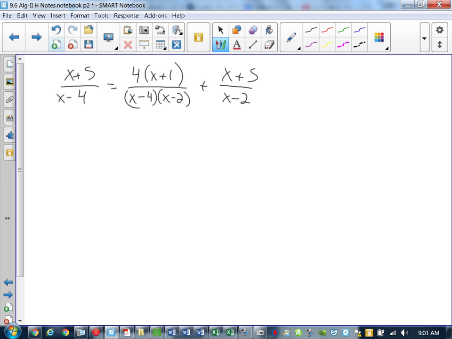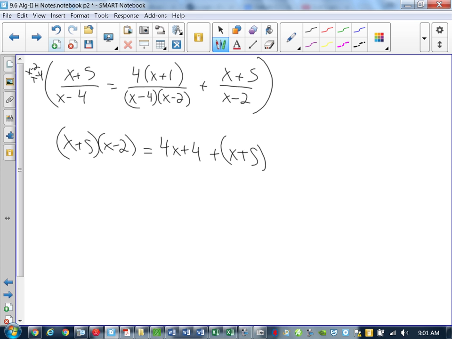X minus 2, X minus 4. So you're going to multiply everything by the first fraction. You get x plus 5, x minus 2. I redistributed that 4 because I was going to have to do it again anyway. I just didn't know if it was going to get me anywhere from the first step.